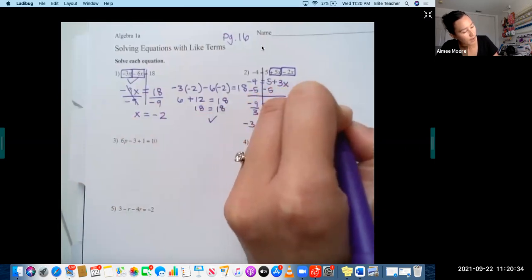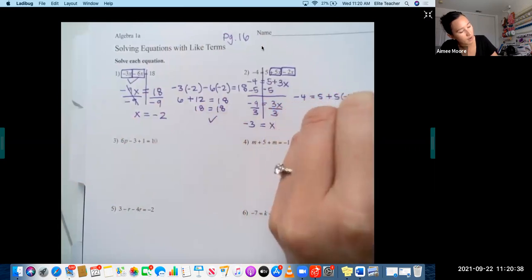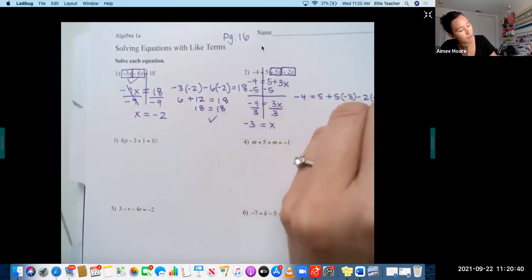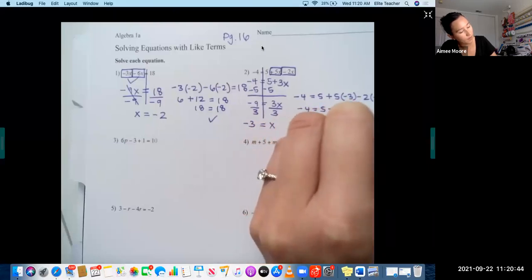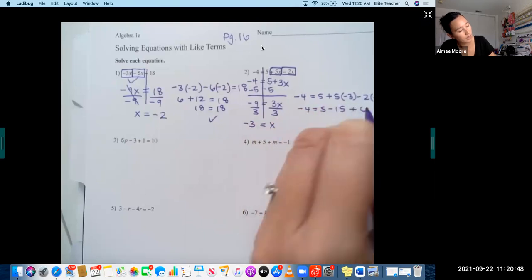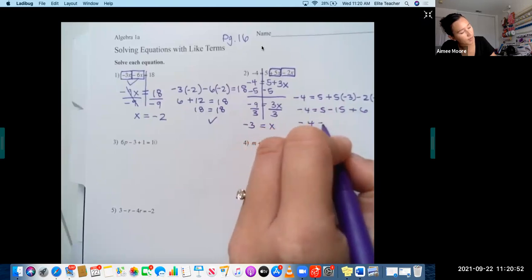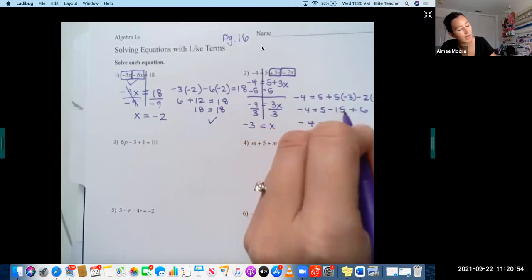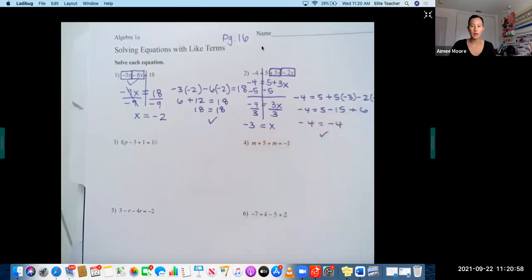Negative 4 equals 5 plus 5 times negative 3 minus 2 times negative 3. So 5 times negative 3 is negative 15. Negative 2 times negative 3 is positive 6. Negative 4 equals 5 minus 15 is negative 10. Negative 10 plus 6 is negative 4. We checked our work and we know we did it right.